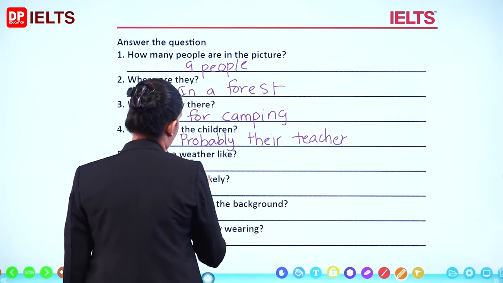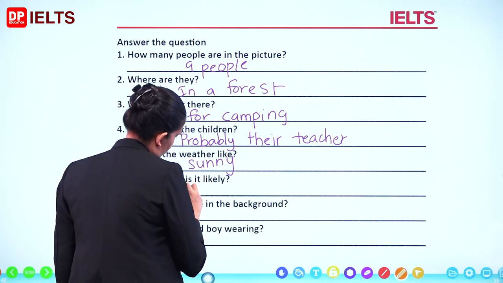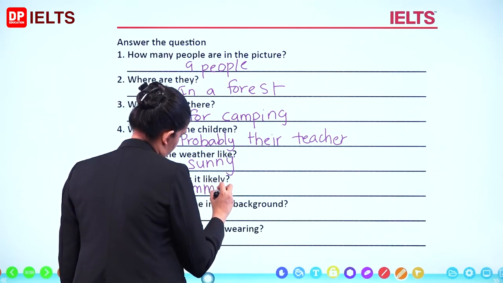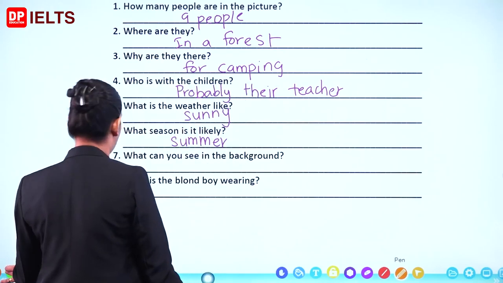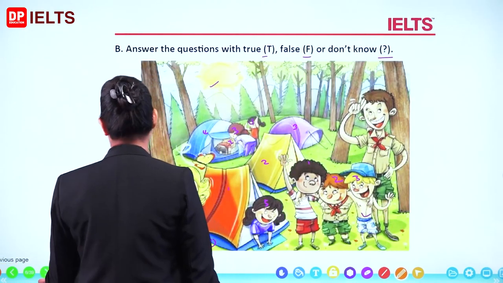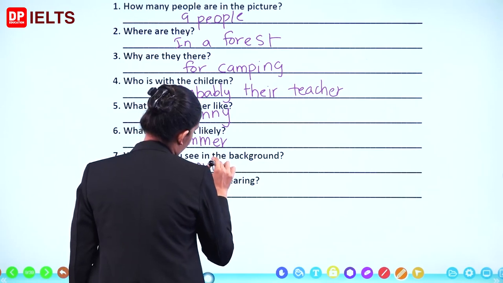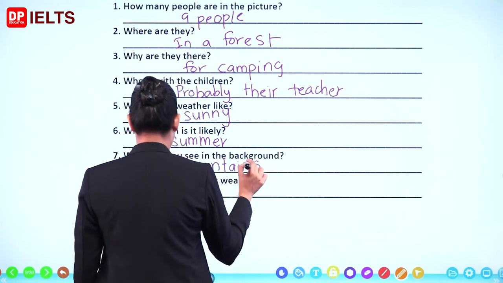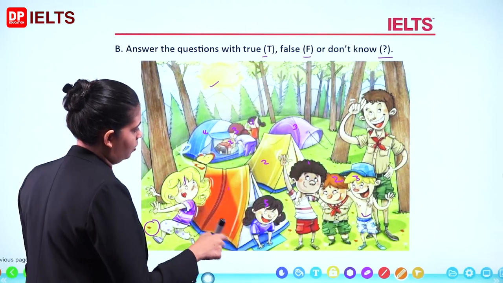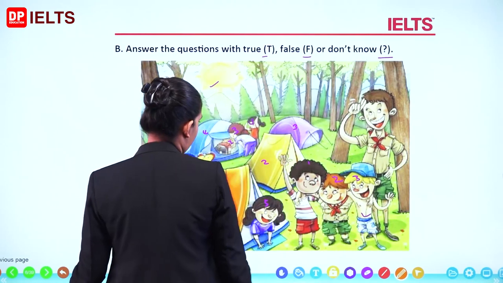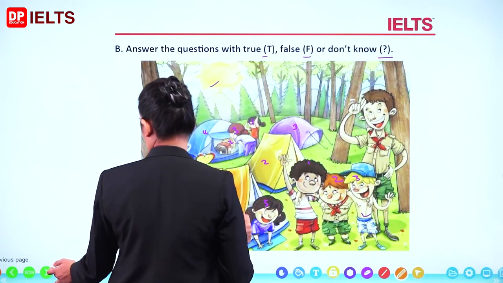What is the weather like? Sunny. What season is it likely? Summer. What can you see in the background? Mountains. What is the blonde boy wearing? Only a pair of shorts and shoes. He's wearing a cap, shorts and shoes.